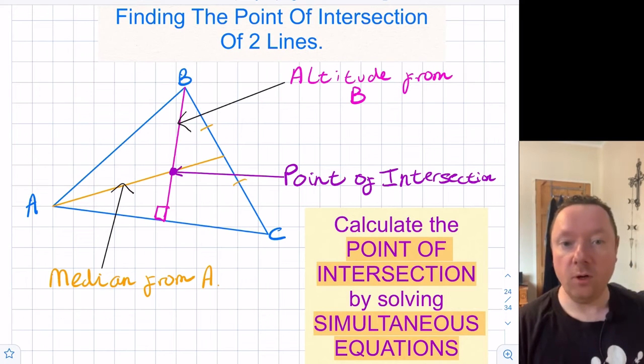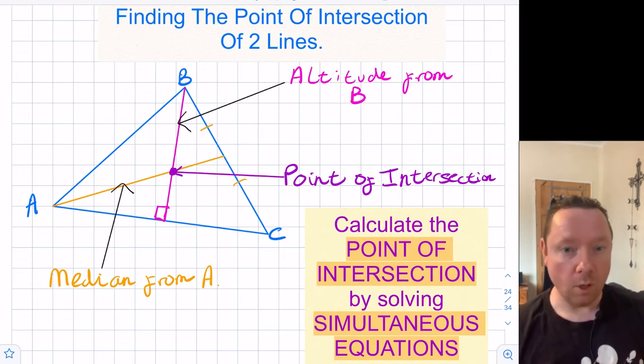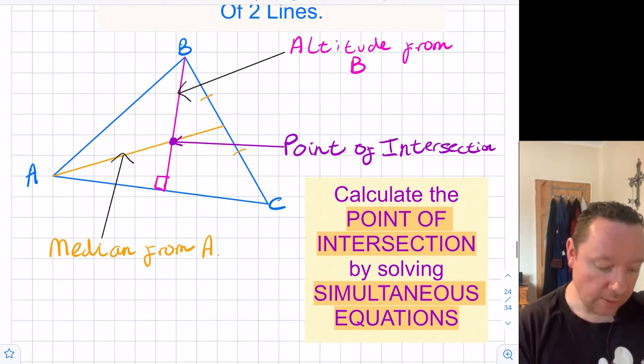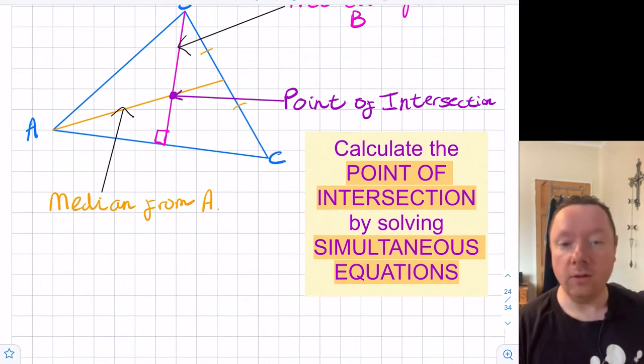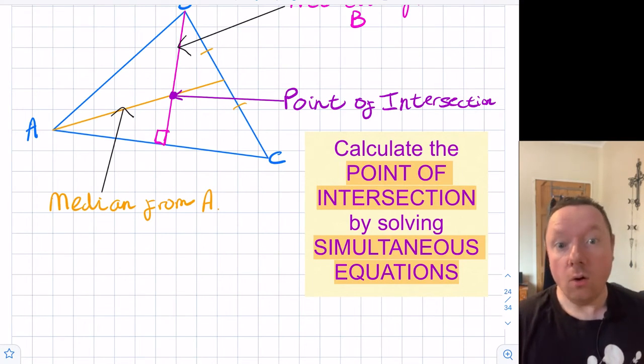If you want to find the point of intersection between two lines, you've got two equations. If you solve them simultaneously, you will find the point of intersection because the point will work for both lines. So that's exactly what we're going to do. To calculate the point of intersection, we're going to solve simultaneous equations. Now that could be by substitution, it could be by elimination, it could even be graphical, but not usually at Higher. So we'll usually look at substitution or elimination.